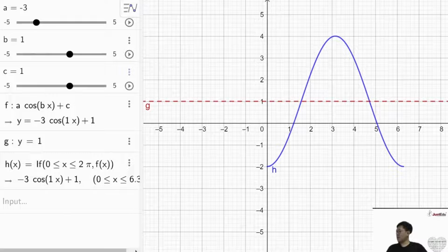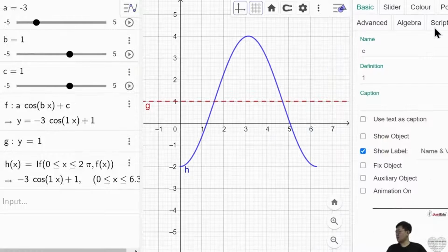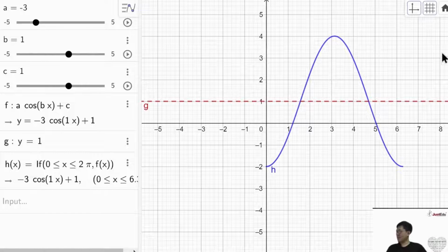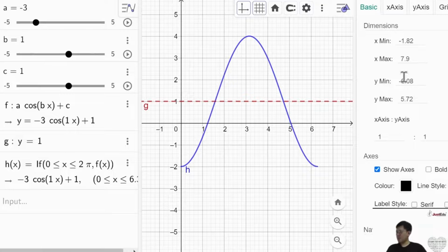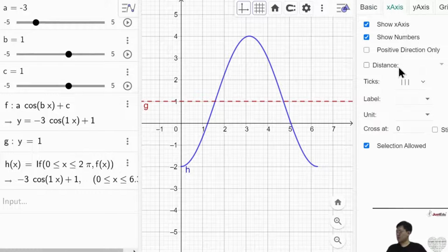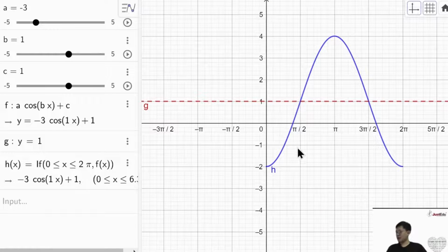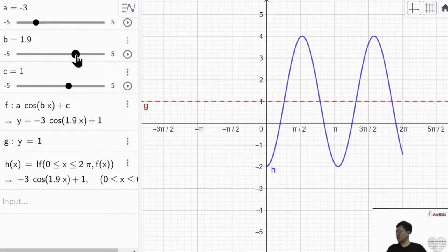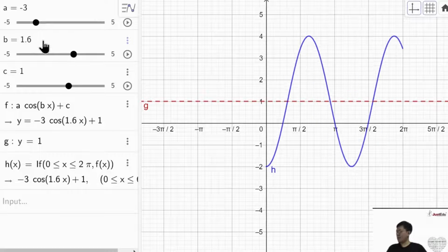Alright. Then how about the meaning of B? B stands for the calculations of the period. Let me adjust the scale. X-axis, distance in terms of pi over 2. Alright, see pi over 2, pi, 3 pi over 2. So when B is 1, there will be one cycle. If B is 2, you see, I can draw more cycles coming up.